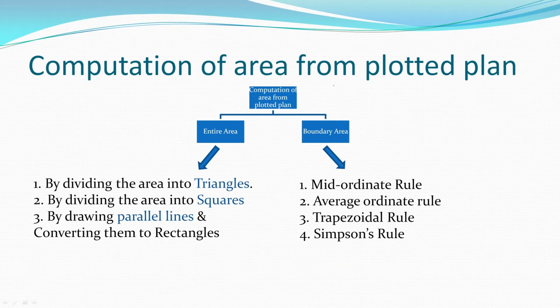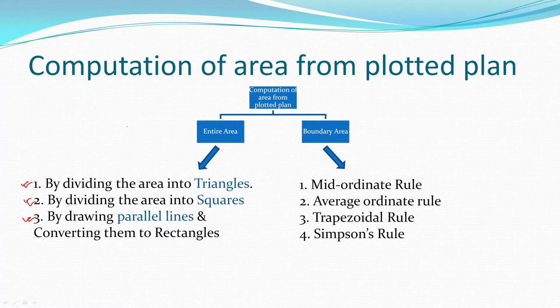Now, computation of area from the plotted plan. From the plotted plan we can determine the area by using several methods. If we consider the entire area, then we have these three classifications. That means we can determine the area by dividing the total area into some triangles, by dividing the area into some squares, and by drawing some parallel lines.